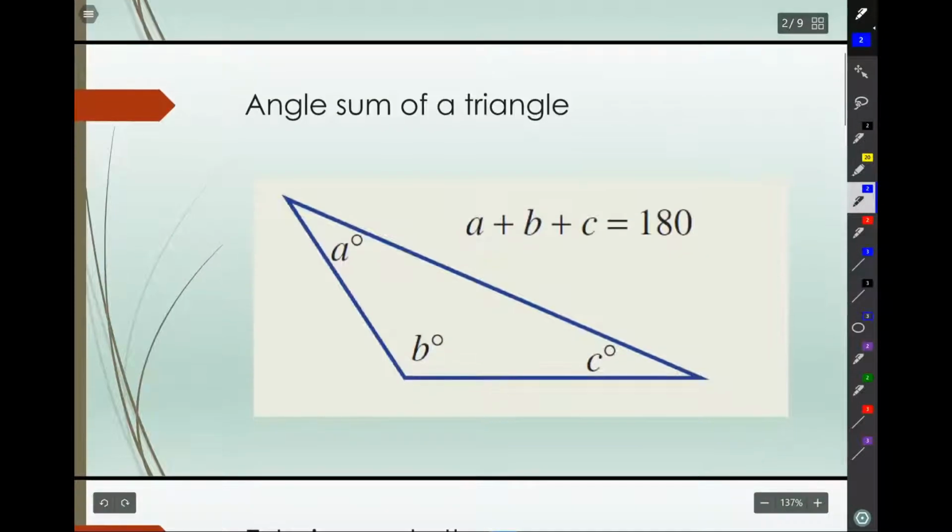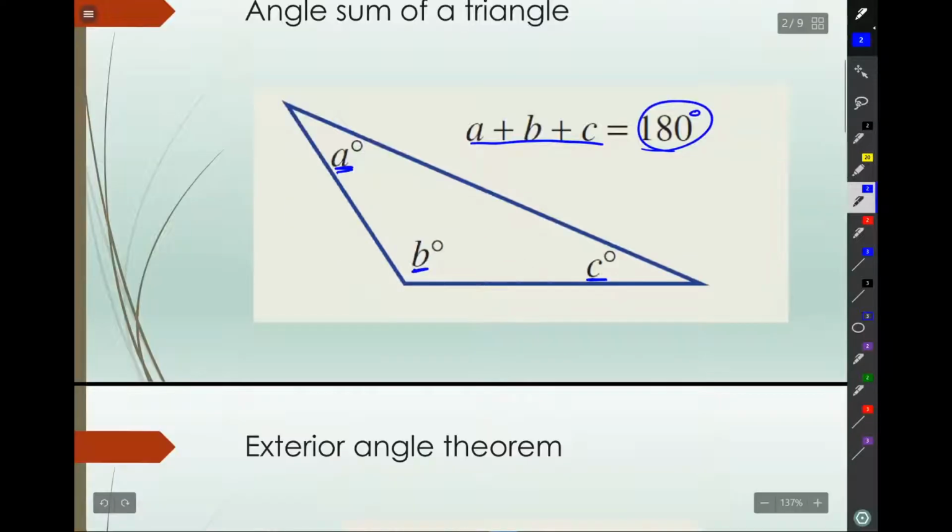Alright, so I want you guys to copy this down into your books. This is the angle sum of a triangle, and this is how it works. If we add up all three angles in the triangle, we will always get 180 degrees. And that's fairly straightforward. I just need everyone to copy this down into their books so we can look back on it while we're still committing it to our memory.